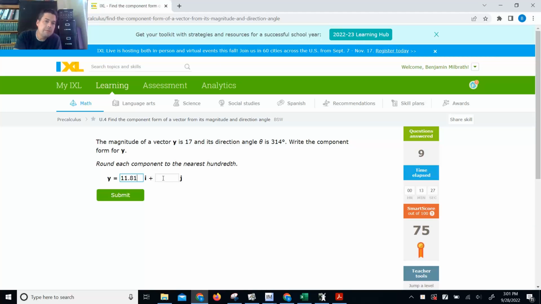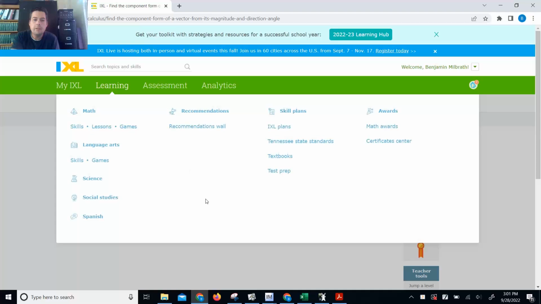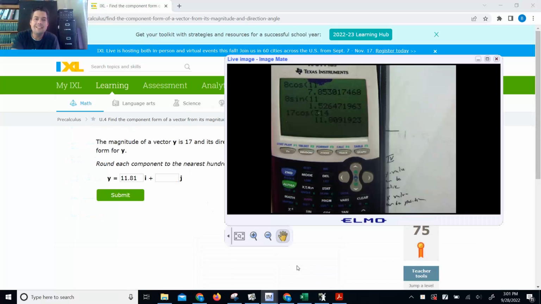It was 17 was the magnitude. And then you're going to do 17 sines of 314 degrees. And it was negative.